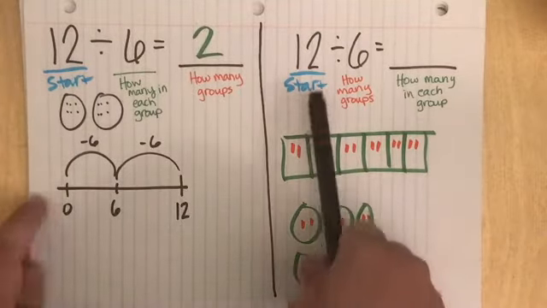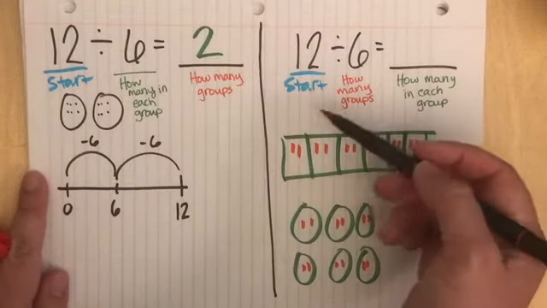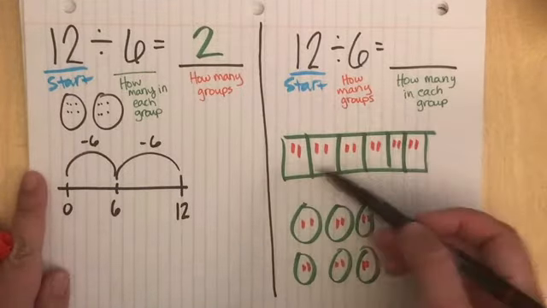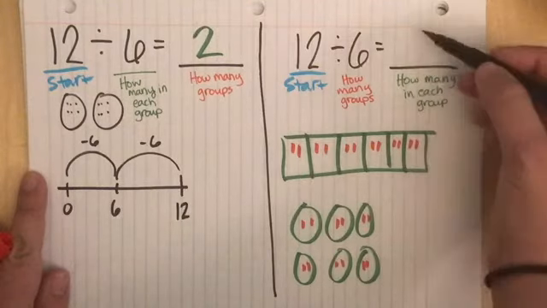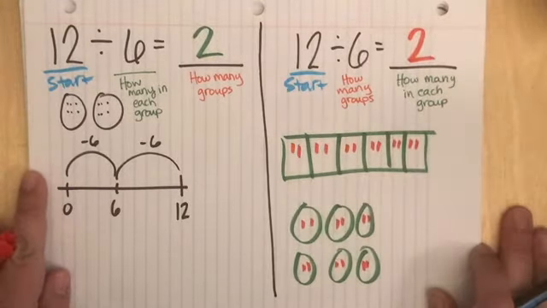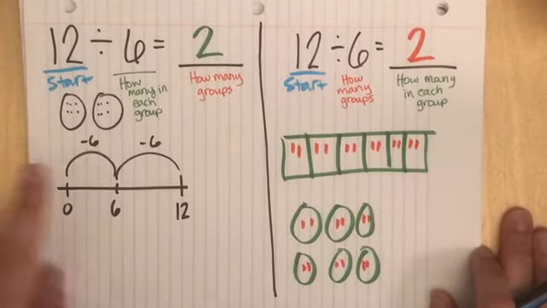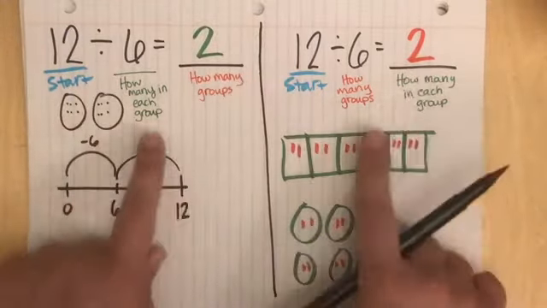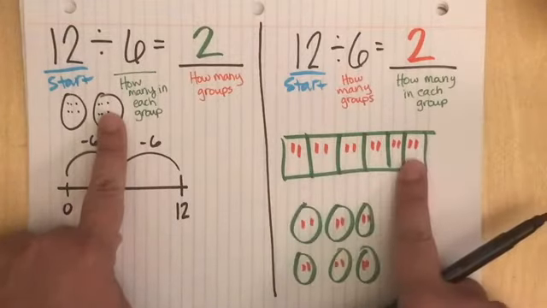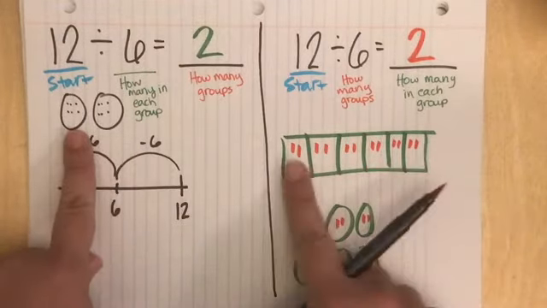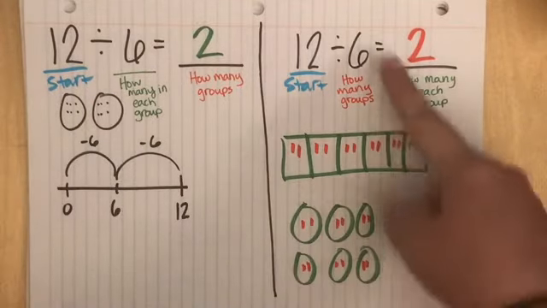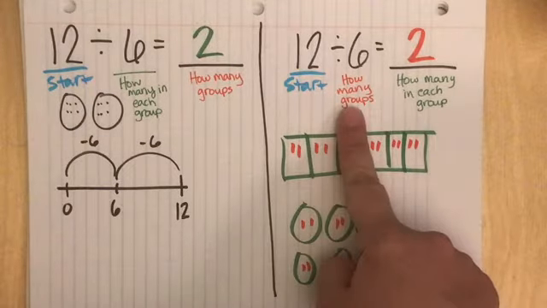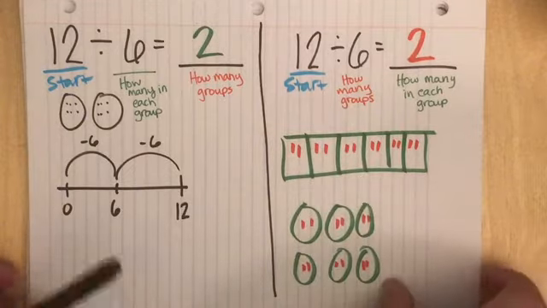Anyway, I want you to notice that I still get the same answer. If I start with 12 strawberries and I have 6 groups of lunch bags, 2 strawberries go in each lunch bag. But look how the numbers mean different things because my problem is different. So go ahead and notice the similarities and the differences. The problem is still the same, but what the 6 means is very different, and what the 2 means is very different. Today we're going to be focusing on this right here, where the 6 is how many groups we have. Let's get started.